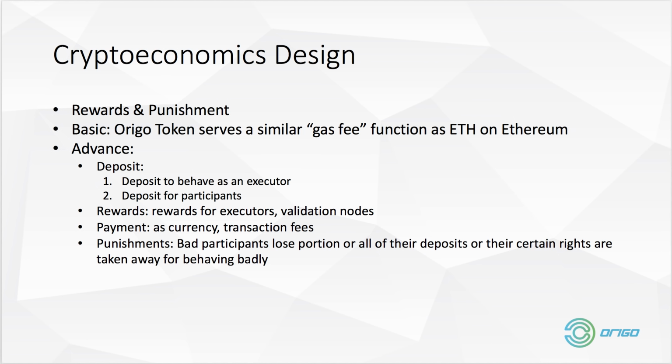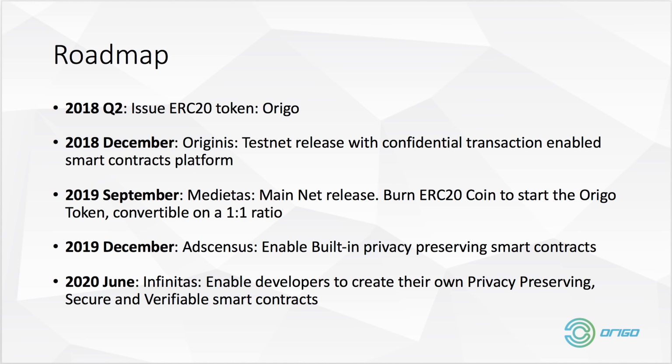And so for our roadmap, we plan to issue an ERC20 token, maybe at the end of this month or early next month or something like that. We'll issue the token first, starting as an ERC20 token, so people can easily exchange or switch or something like that.